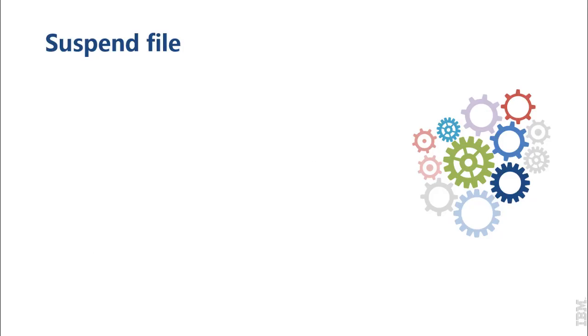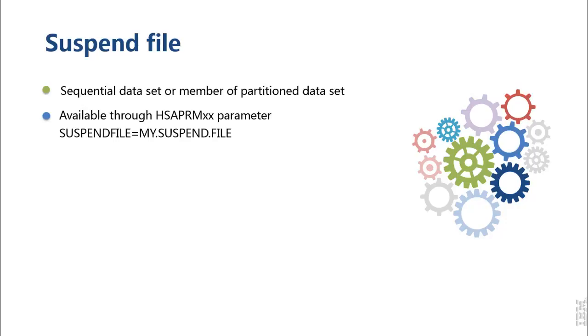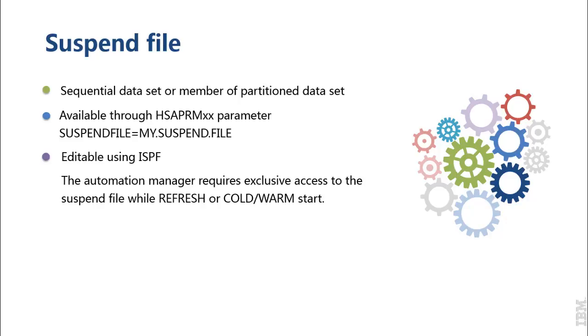Next, let's have a detailed look at the suspend file. The suspend file can be a sequential dataset or a partitioned dataset member. It is defined to the manager within each SA parm parameter. The new SUSPENDFILE keyword allows you to specify the name of the suspend file dataset. It's editable using ISPF, but please note that the automation manager requires exclusive access to the suspend file while refresh or cold or warm start is in progress. If anybody is currently reading or writing the suspend file, the processing of the file will fail.